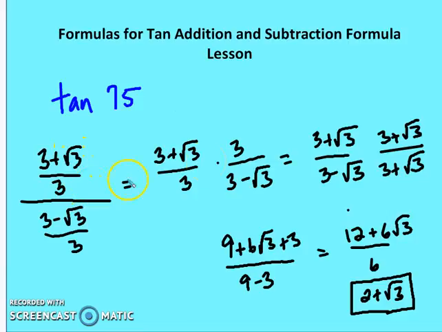Now we're going to multiply the numerator by the reciprocal of the denominator: 3 plus root 3 over 3 times 3 over 3 minus root 3. And I worked through the math here for you. You can evaluate this, and you end up with 2 plus root 3.